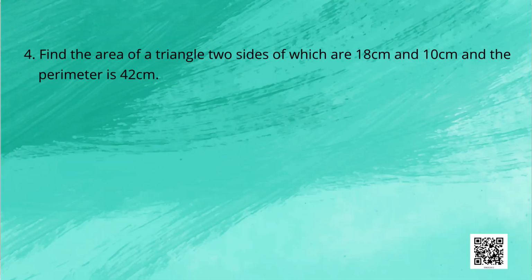Now, question number 4 is, find the area of a triangle, two sides of which are 18 centimeters and 10 centimeters, and the perimeter is 42 centimeters.